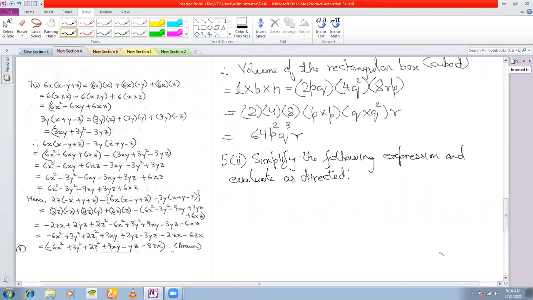So here you have 5xy into 3x plus 4y minus 7, minus 3y into xy minus x square plus 9, and you have minus 8 also, for x is equal to 2, y is equal to minus 1.